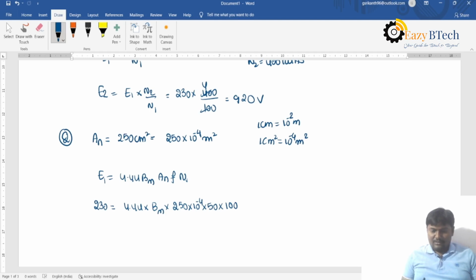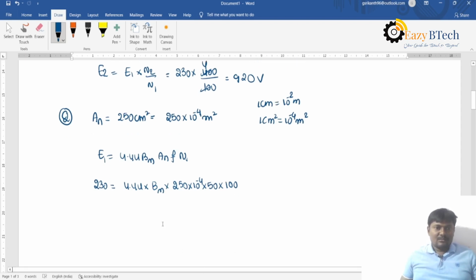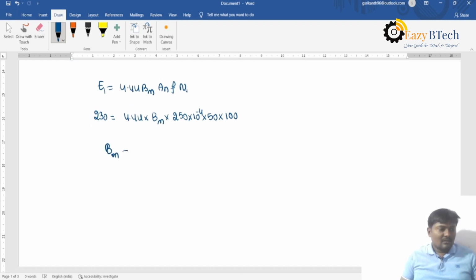250 into 10 to the power of minus 4 into 50 into 100. So I got B max is equal to 0.4144 Tesla, or 0.4144 Weber per meter square. Tesla or Weber per meter square. So this is the answer.